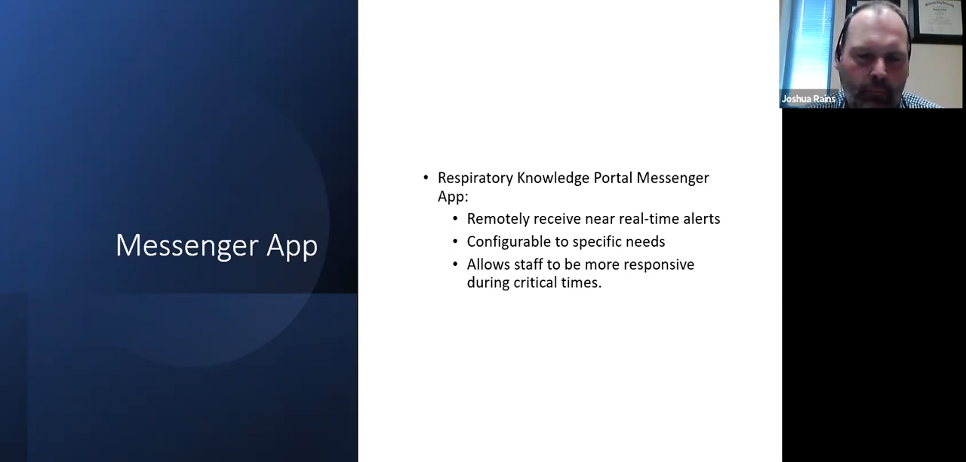And I mentioned it before, it's configurable. So you get to set what alerts you want. And then it really helps give the staff more mobility, and it increases their responsiveness. You don't have to worry about waiting for somebody to call you. And then, I'm sure it's happened to a lot of people. Sometimes the person calling you can't explain what the problem is. They just tell you to get there. And so this, you already know. It's great.